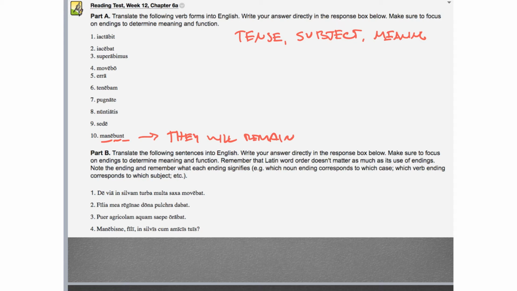All right. Number 9 is a little bit tricky. I'm going to let you figure it out. But it is a form that we don't see too often. It is neither future nor imperfect. It's kind of present, but it's not present indicative. Again, I'll let you figure out the rest.